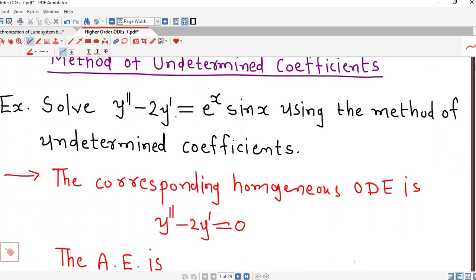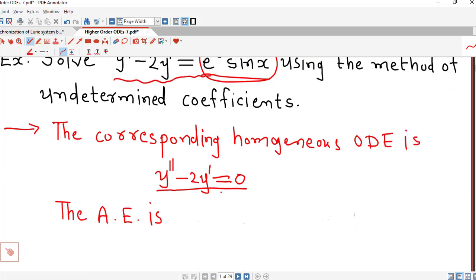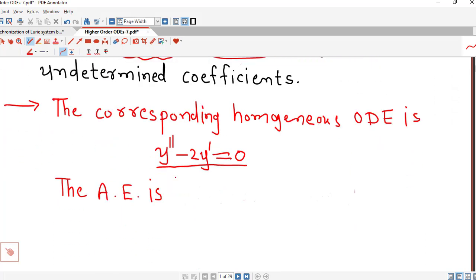Solve y double dash minus 2y dash equal to e raised to x into sin x using the method of undetermined coefficients. So as we know, first we have to solve the homogeneous differential equation corresponding to given equation, which we can write by considering right hand side equal to 0. So this is the homogeneous differential equation corresponding to given non-homogeneous equation.